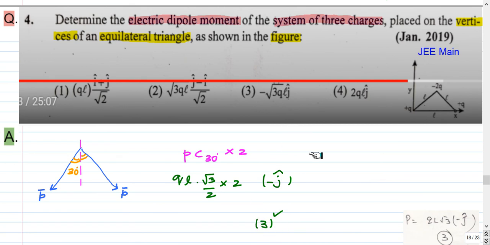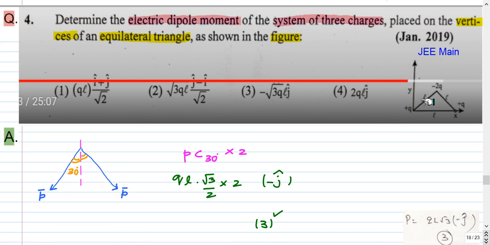So the charge minus q placed here can be thought of as made up of two charges, minus q and minus q. So one minus q and this plus q will form a dipole, and the second minus q and this plus q will form another dipole, and dipole is a vector. So we have one dipole like this and one dipole like this. So the net dipole moment will be the sum of these two vectors.